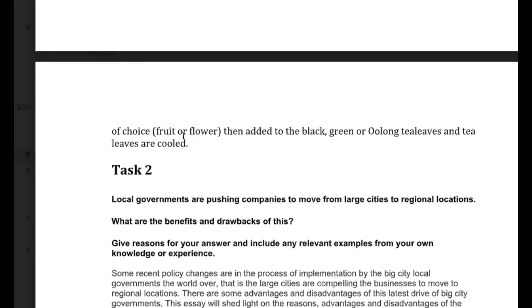For what? You mean for scented tea. You didn't say that, so that's really, really unclear. Here, what you mean is, lastly, in order to produce scented tea, etc., etc., etc., and then it would have been okay.